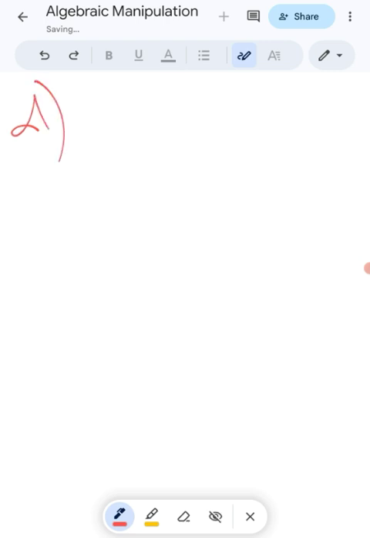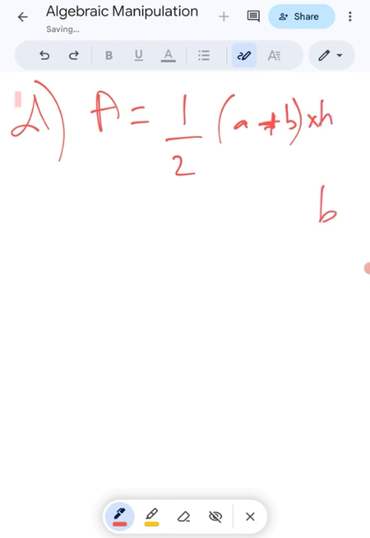Part D, it says that A is equals to half into A plus B multiplied by height, and B has to be made my subject. Okay, now listen. It was A is equals to 1 A plus B and H. Consider these three in your numerator only, so that you are not confused.